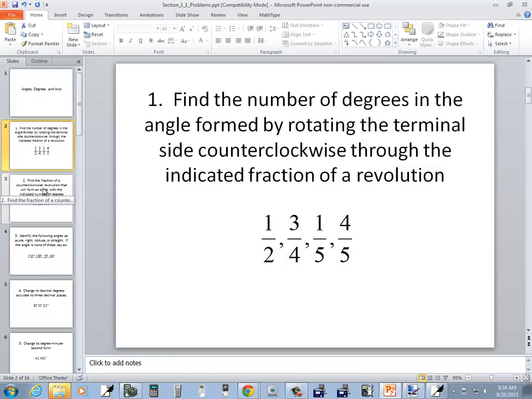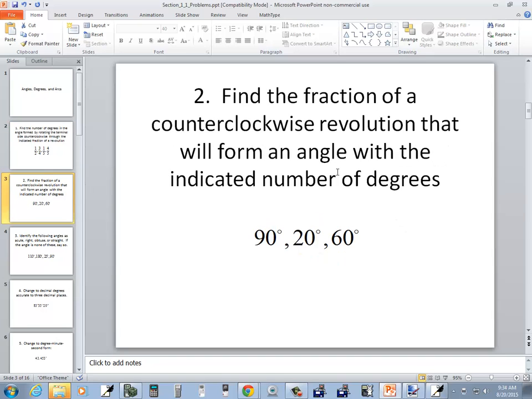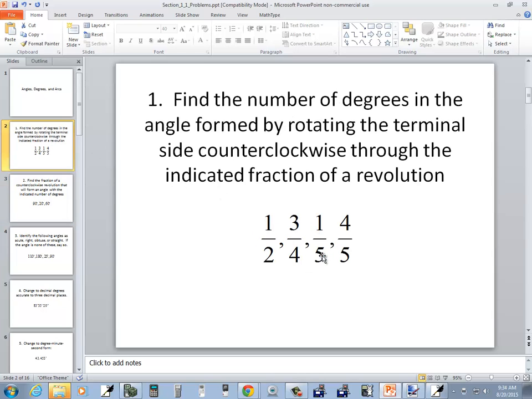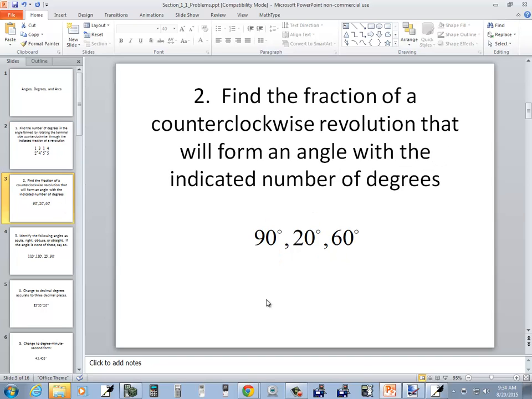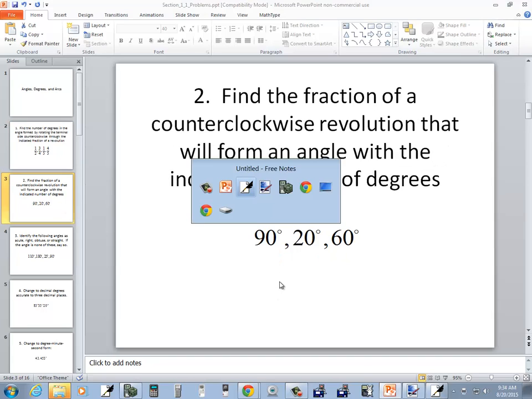Now our next problem says find the fraction of a counterclockwise revolution that will form an angle with the indicated number of degrees. So we're starting out with the degrees and we want to know this fraction right here. So we're going in reverse. Okay. So let's take a look at this problem.